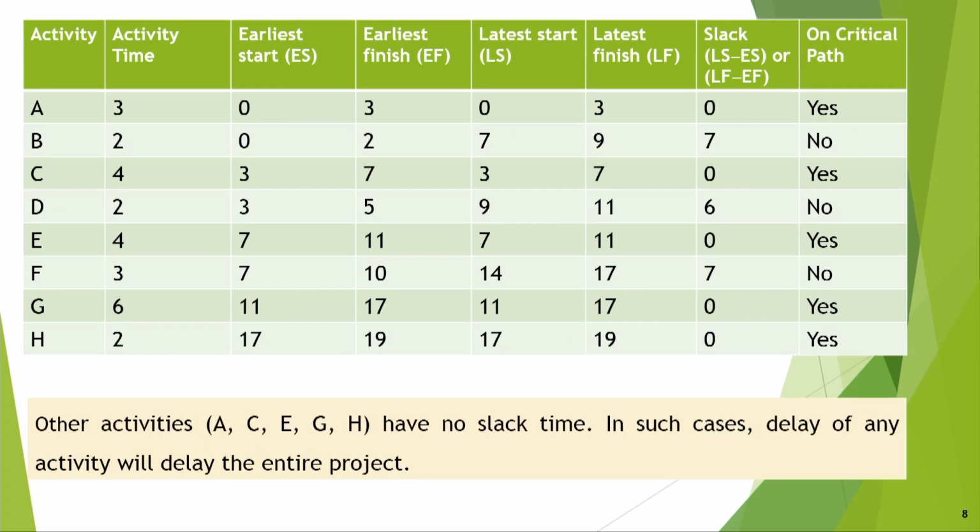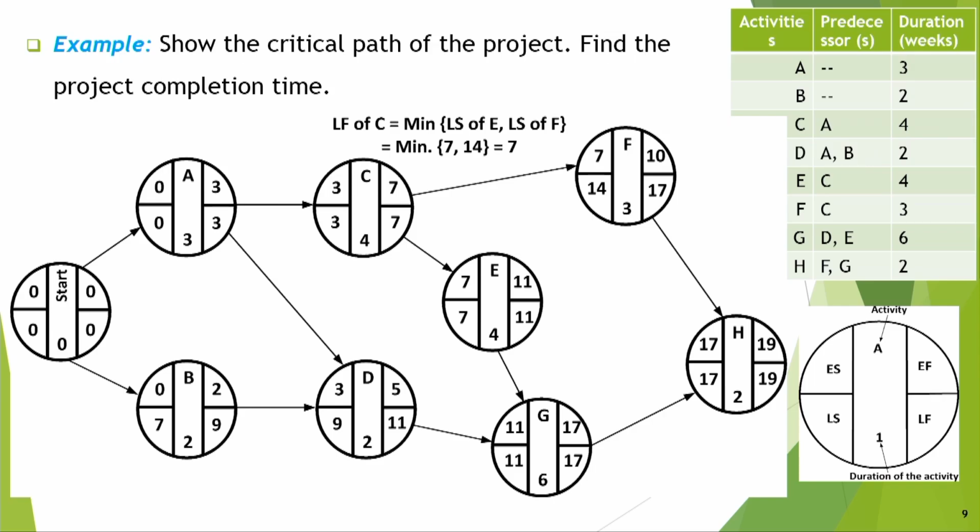Other activities A, C, E, G, H have no slack time. Okay. So, they are not having any slack time, slack is 0. In such cases, delay of any activity will delay the entire project. Then you cannot finish in 19 weeks, you will have to take more time. So, for example, show the critical path of the project, find the project completion.